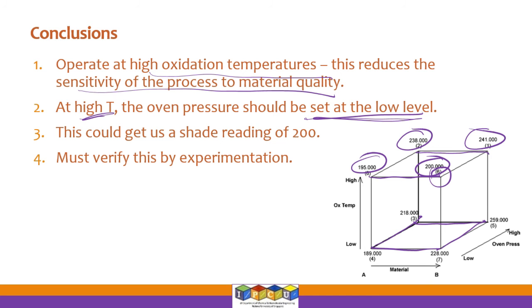So the results are congruent with that. Use high temperature and use low pressure, so you will be at this point, which is going to give a value like 200. And whether you use material A or material B, it won't matter, because this is 195 and this is 200. So the effect of material is not very big. So: high oxidation temperature and low oven pressure. Material B or material A, both are likely to give a shade reading of close to 200, and you have to verify this by experimentation.